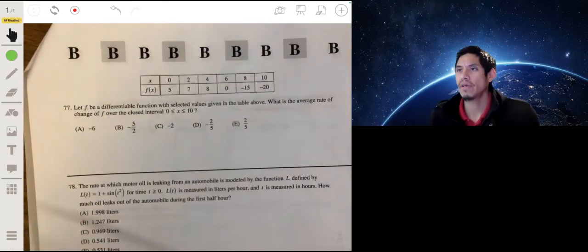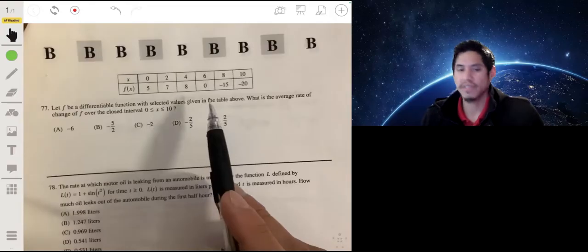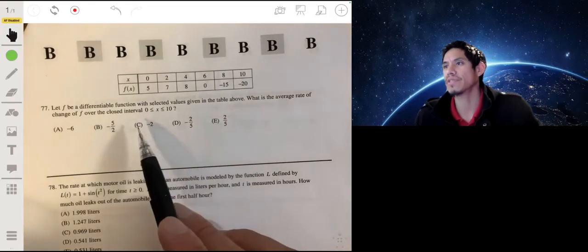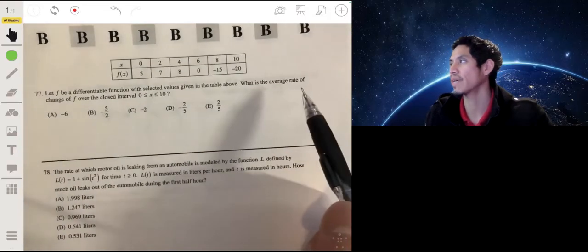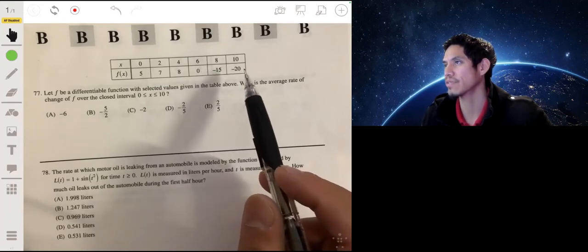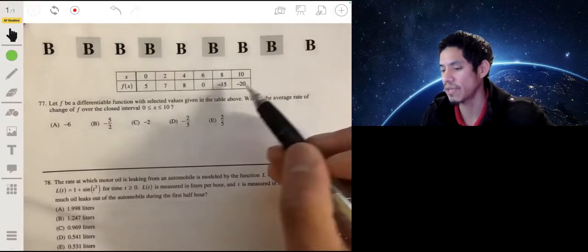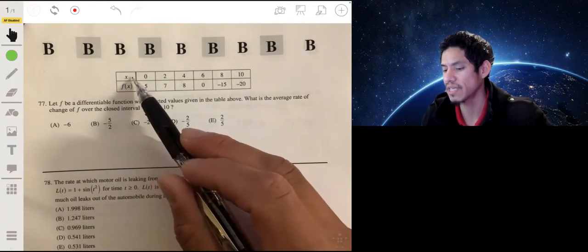Right, so we have f is a differentiable function with these values given in the table shown here. So what's the average rate of change over the closed interval from 0 to 10? All right, so that's basically just going back to your regular Algebra 1 class for slope. Slope is basically the rate of change in y over change in x. In this case, change of f of x over change in x.